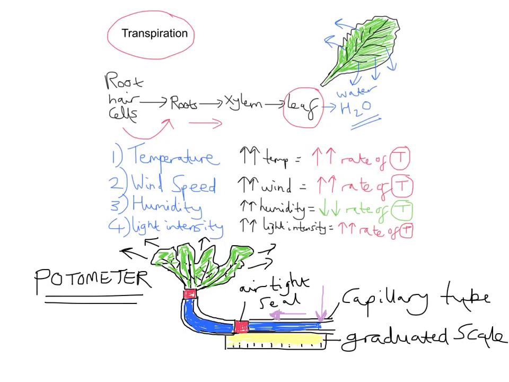What you should actually see is that if you were to increase the temperature, increase the wind speed, decrease humidity, and increase light intensity, that meniscus would actually move a lot faster. So that's just a little bit about the potometer, a method that we employ to measure transpiration rate, transpiration being the diffusion and evaporation of water from within inside the leaves of a plant. Okay, hope all that helps.